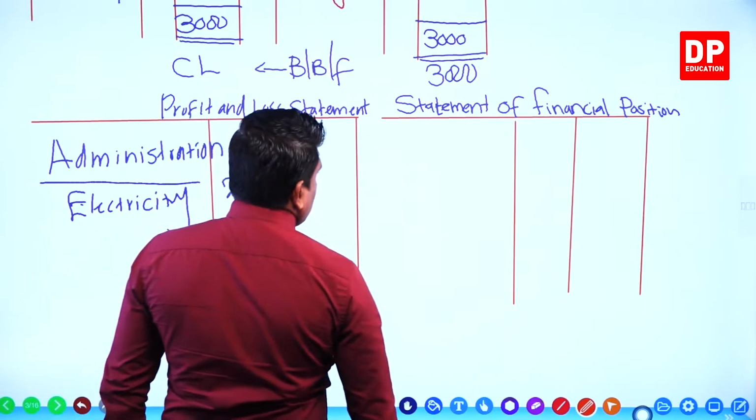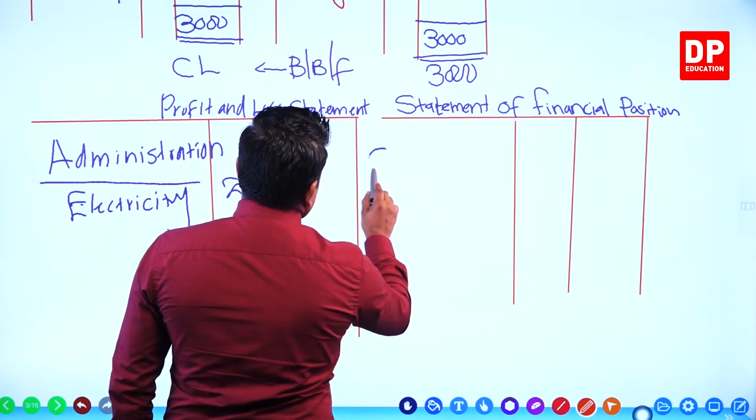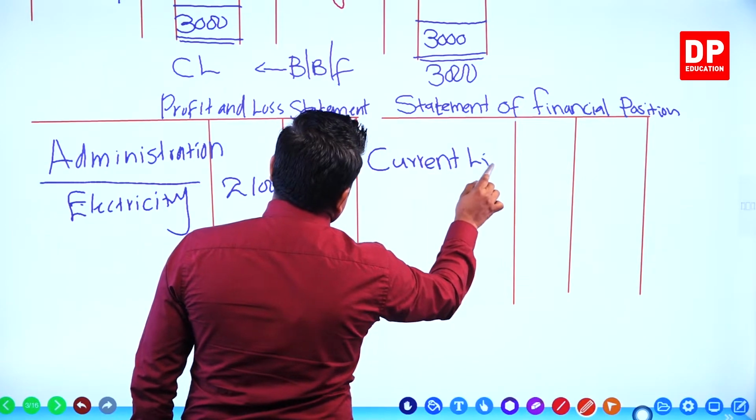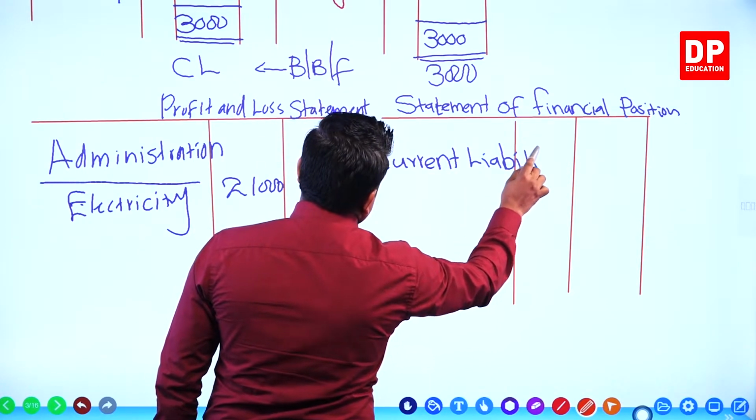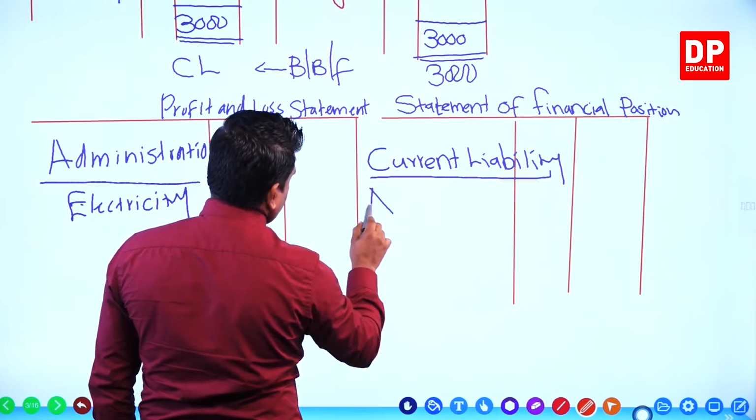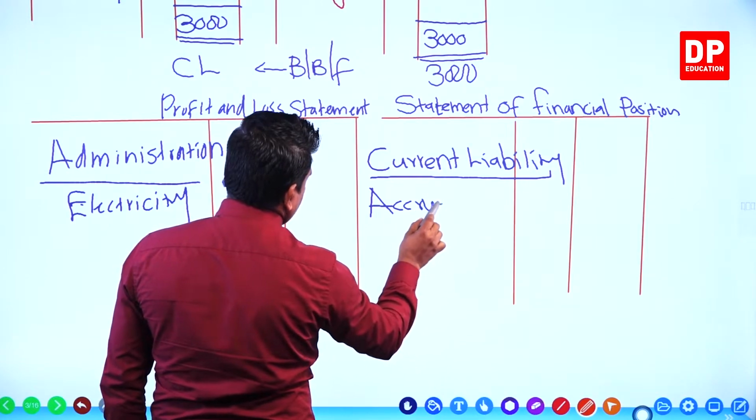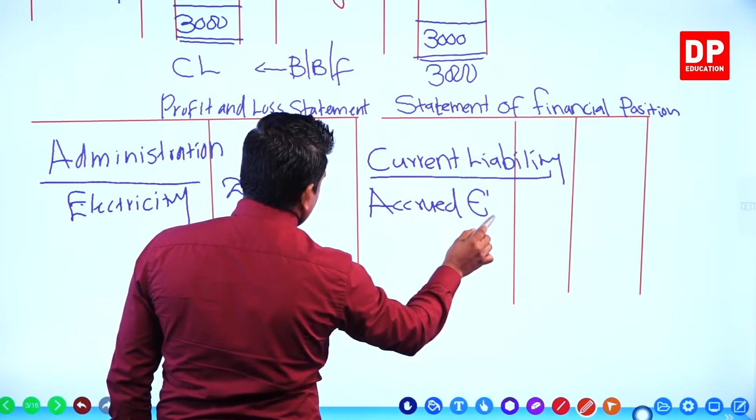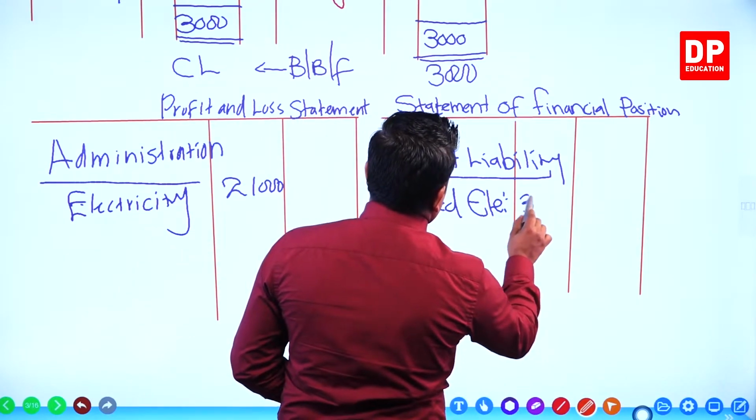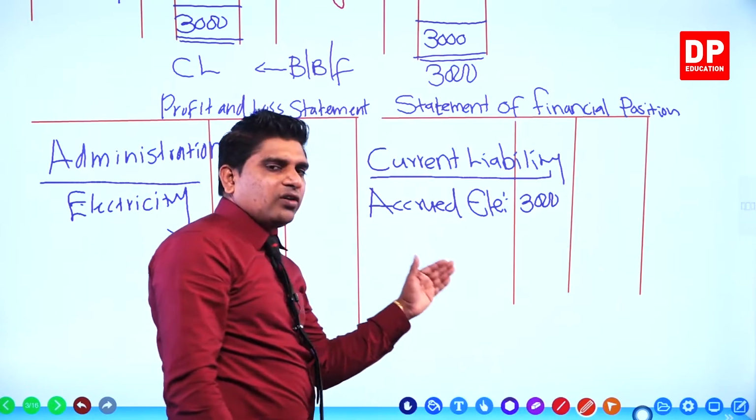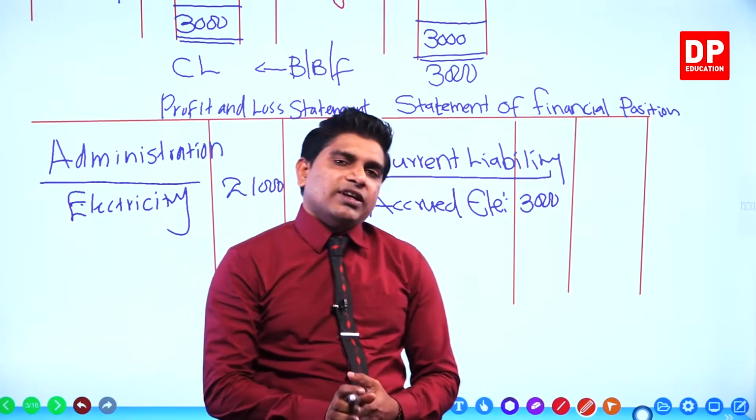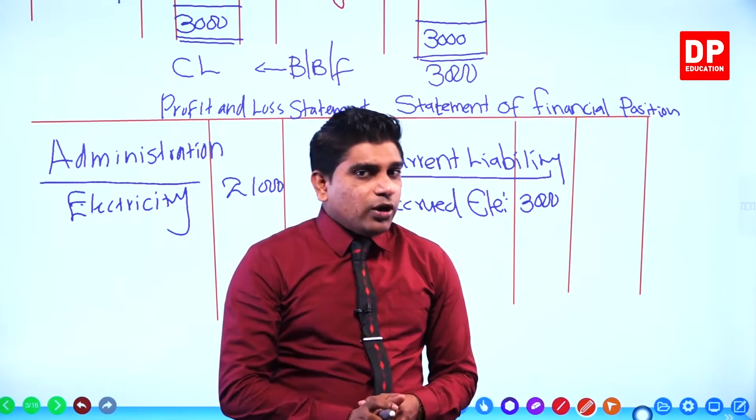21,000. Under the current liability, you write accrued electricity, accrued electricity 3,000. Creditors and bank overdraft and all the short term liabilities we can write under the current liability category. Now we have done two.